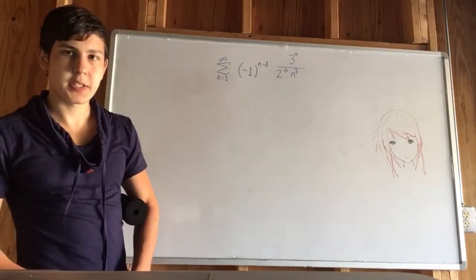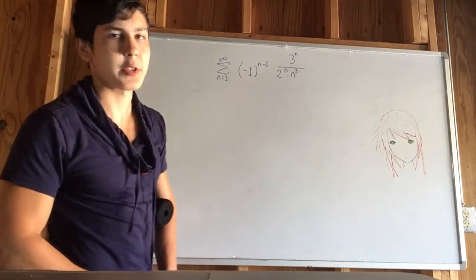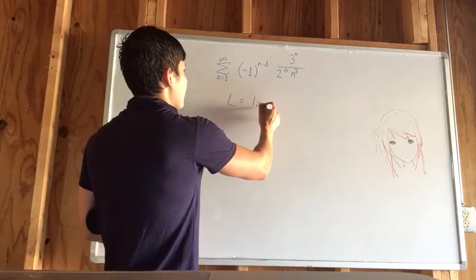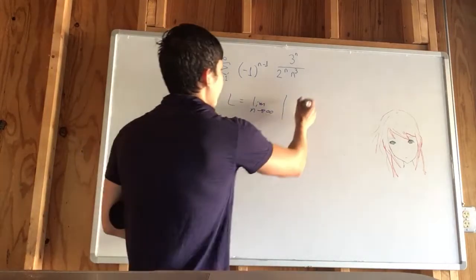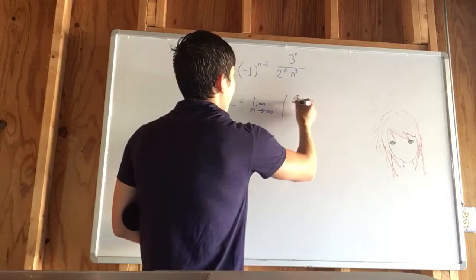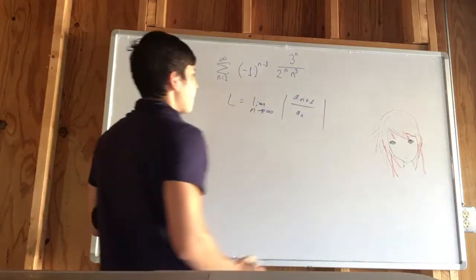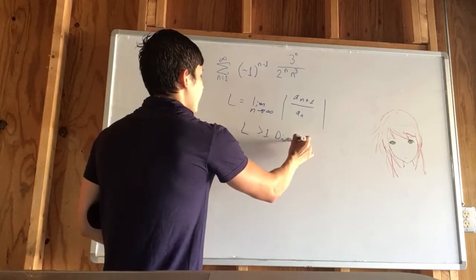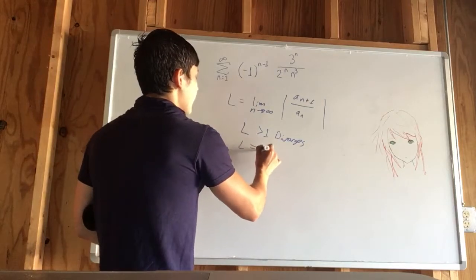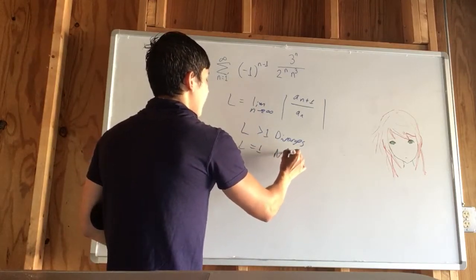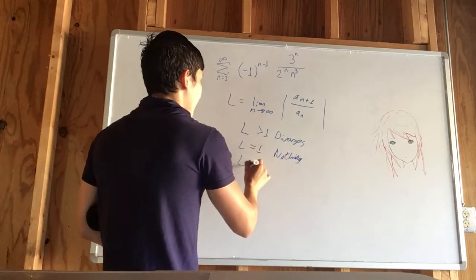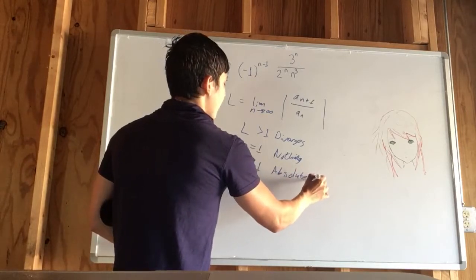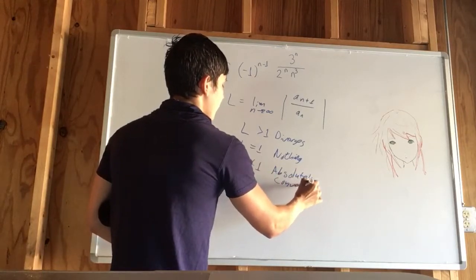We're going to use the ratio test to determine whether the series converges or diverges. So with the ratio test, we find the limit as n approaches infinity of the absolute value of a sub n plus 1 over a sub n. And then if L is greater than 1, it diverges. If L is equal to 1, it tells you nothing, and you have to do some other test. If L is less than 1, then it absolutely converges, which implies that it also converges normally.